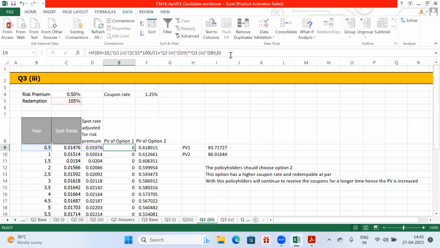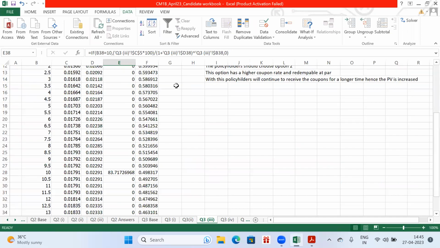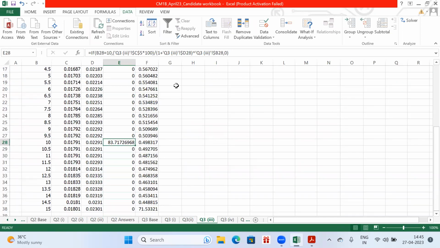For the present value of option 1, it says the bond will remain at 25 years, but no coupons will be paid and the bond will be redeemed at 105%. So only at the end, at the time of 10 years, the bond will be redeemed at 105%.